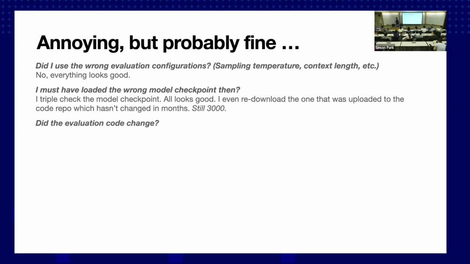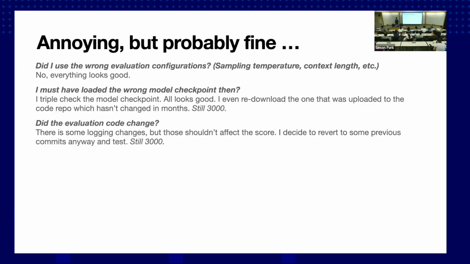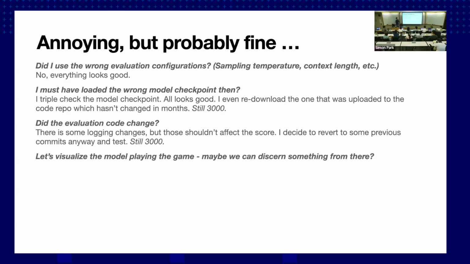Maybe the evaluation code changed, right? Maybe I wrote in some buggy code. There were some logging changes. I checked the commit history, but those shouldn't really affect the score. I decided to revert anyway because I was getting a little paranoid. And evaluate, it's still 3,000.